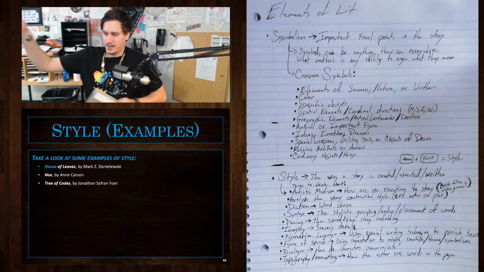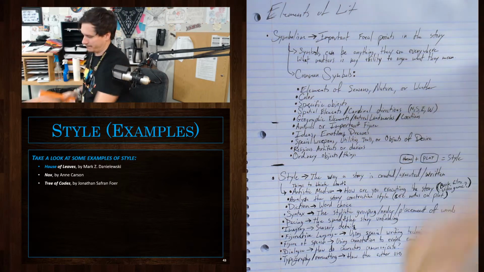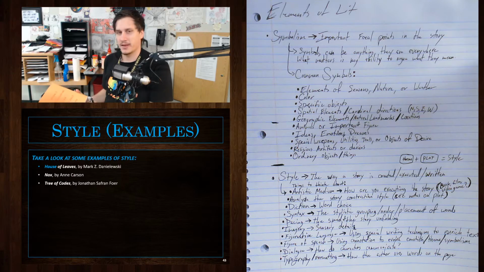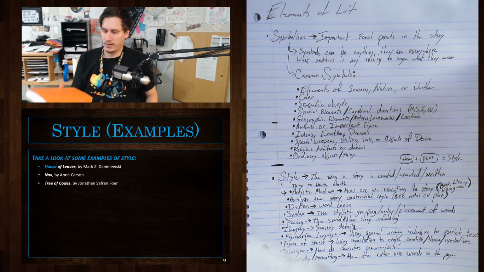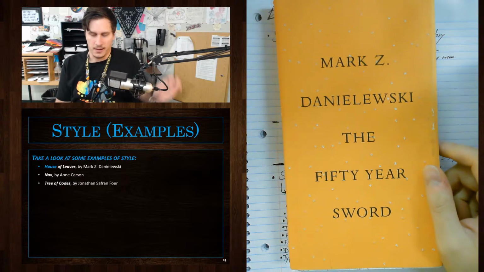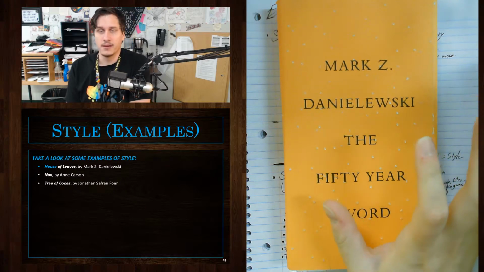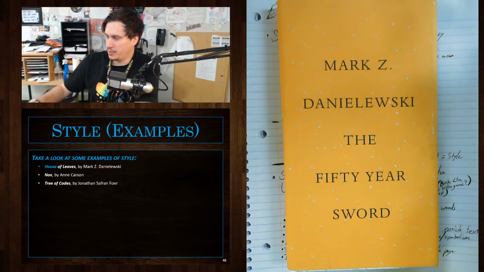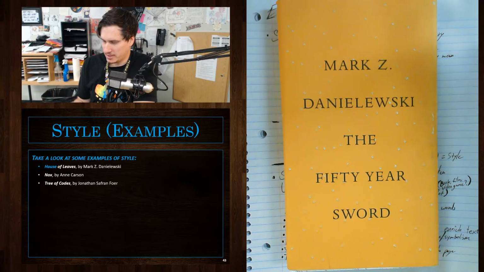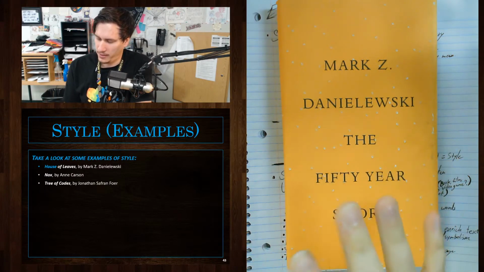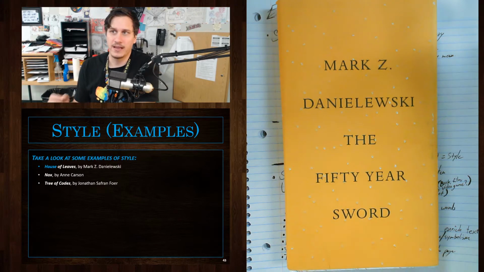Another good example of styling, since we're on that road right now, would be another book by the author of House of Leaves. It would be The 50-Year Sword. I guess I should back up. Mark Z. Danielewski is an author who loves to write books that bleed into other mediums. With House of Leaves, he was trying to accomplish a very particular tone with his writing. With The 50-Year Sword, this is a horror story that is trying to imitate the feeling of sitting around a campfire.